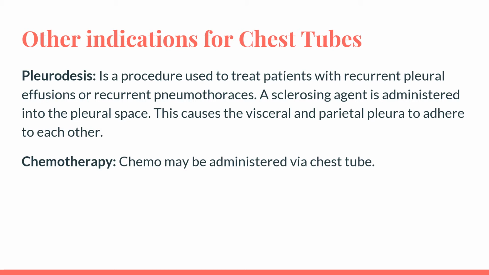So another indication for chest tubes would be pleurodesis. This is more of a therapy. Pleurodesis uses a sclerosing agent that they put into the pleural space, and it causes the visceral and the parietal pleura to adhere to each other. It's generally done when there have been recurrent pneumothoraces and the lung just won't stay up, so they put this substance in the pleural space to help it stick together so it quits collapsing. And another thing that they might use a chest tube for is to administer chemotherapy.